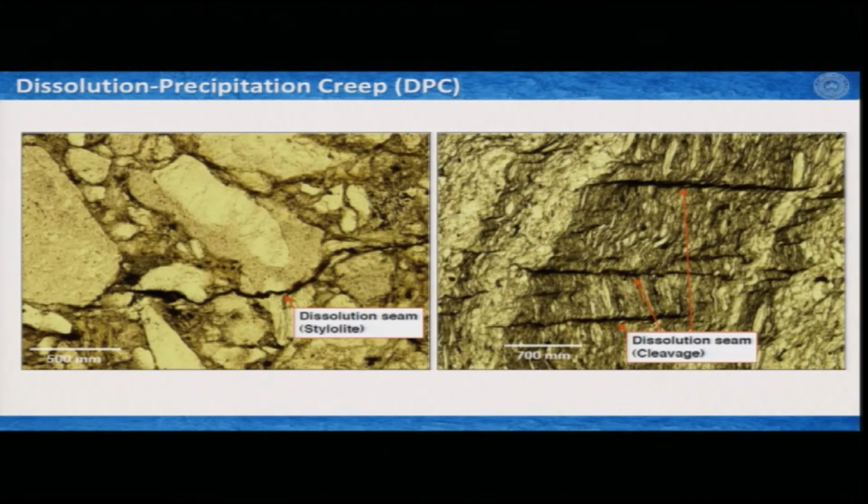Now, here there are some examples in this image. In the first one, you can clearly see that something has happened along this, and if you match it with the illustration in one of the previous slides, this is essentially a dissolution seam or initiation of a stylolite. You can also see some sort of dissolution seam here, and if that happens in a regular arrangement, then it also develops repetitive layers in the structure. So, you can also call it a cleavage or foliation. So, this is the mechanism, or the process of dissolution precipitation creep, and this is how it looks under the microscope.